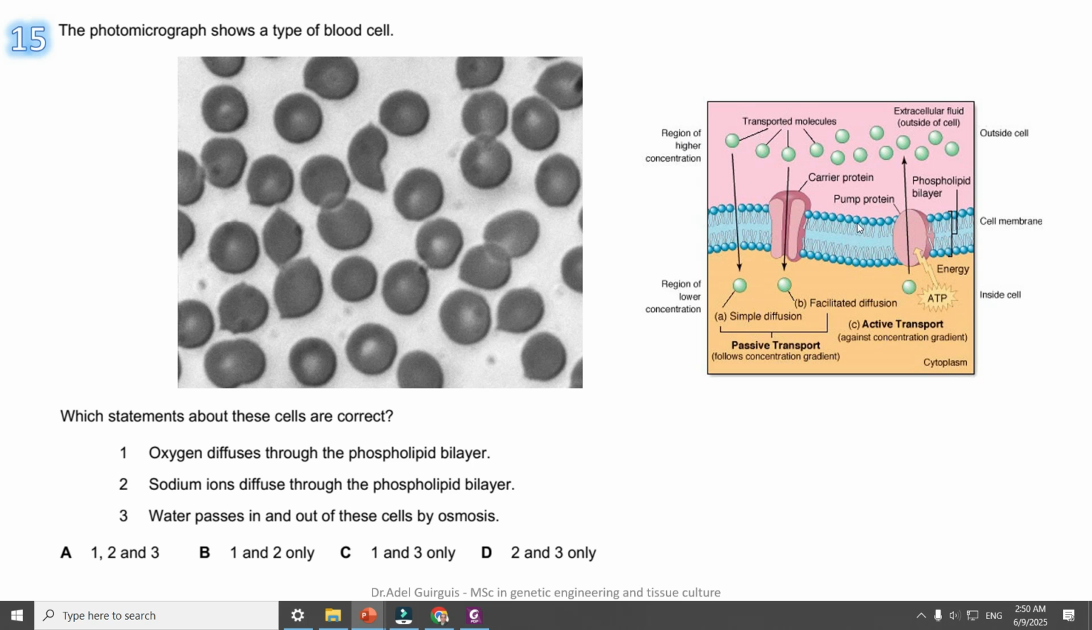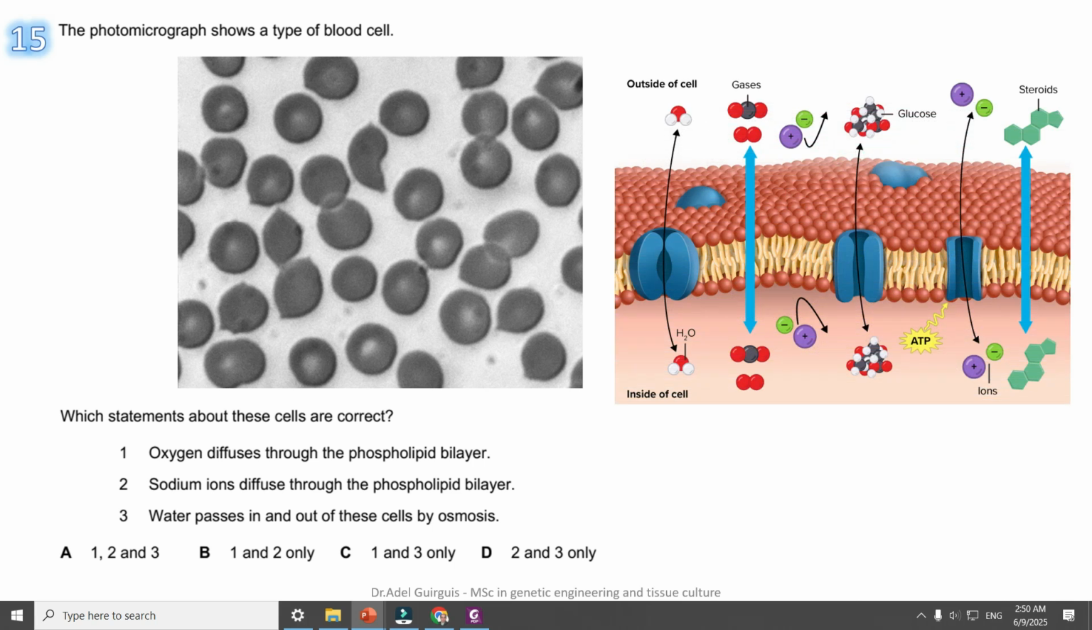What about molecules that move from a low concentration area to a high concentration area? Like this molecule, it needs energy to drive this pump protein or carrier protein to change its 3D conformational shape, to allow this molecule to pass from low concentration to high concentration, against the concentration gradient. This is active transport.